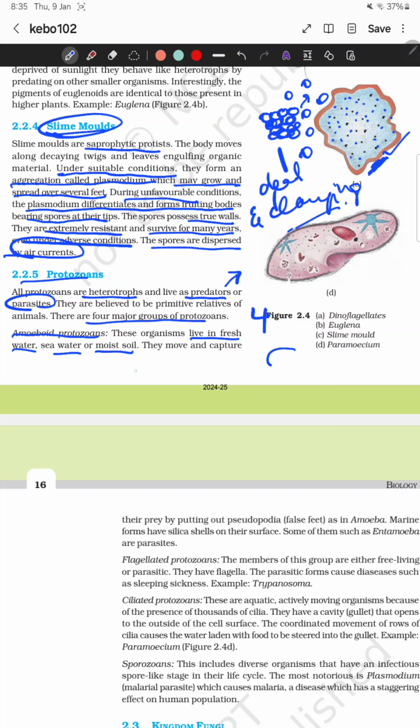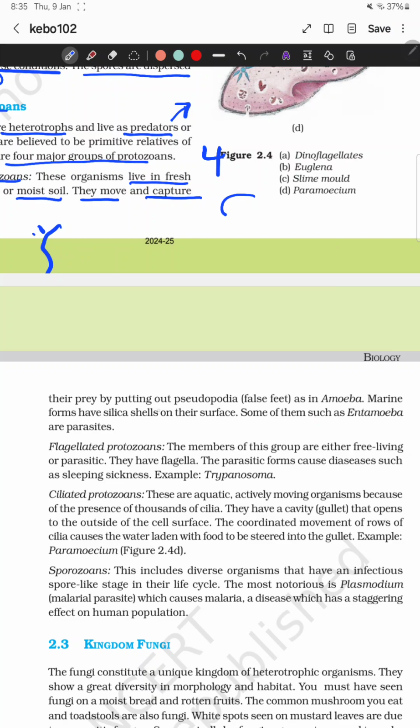They move and capture their prey by putting out pseudopodia, which means false feet. The pseudopodia seen in the amoeba are known as false feet. A question will be given like this: which of the following contains pseudopodia or false feet? The answer will be amoeboid.